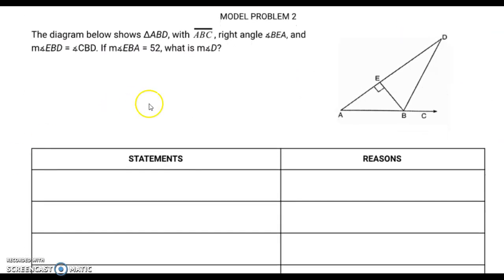In model problem number 2, it's a little bit different because it gives us some numerical information as well. Let's take a look at how it would look if we labeled the diagram. Let's label the diagram first. All right, look at a lovely diagram here, all labeled up.